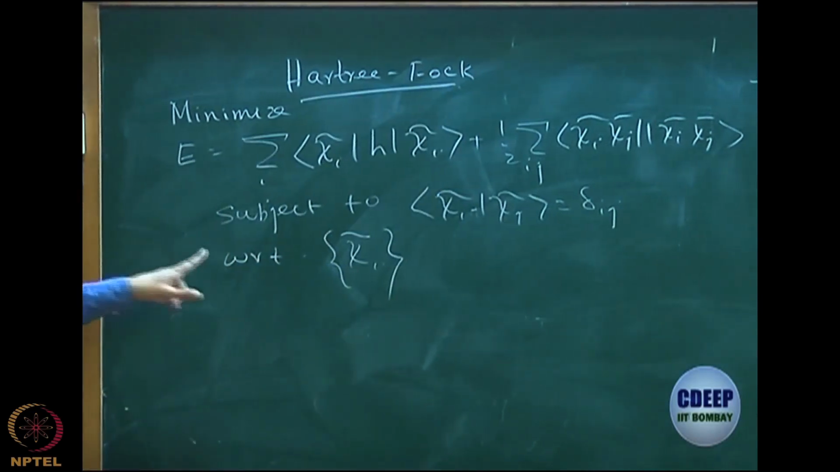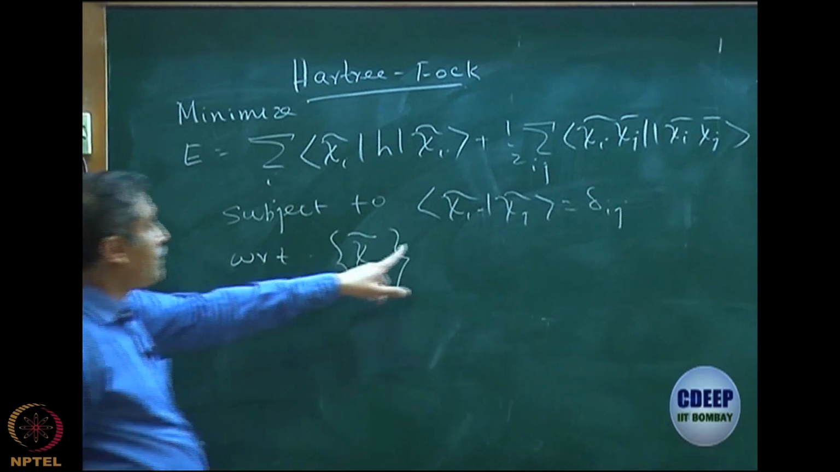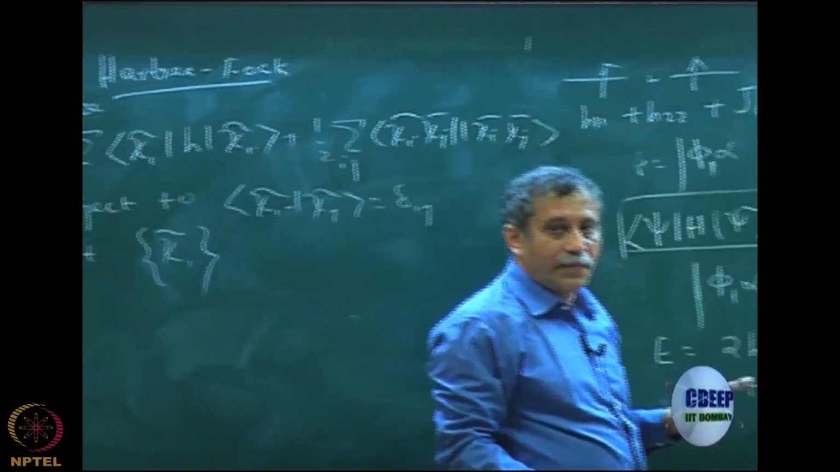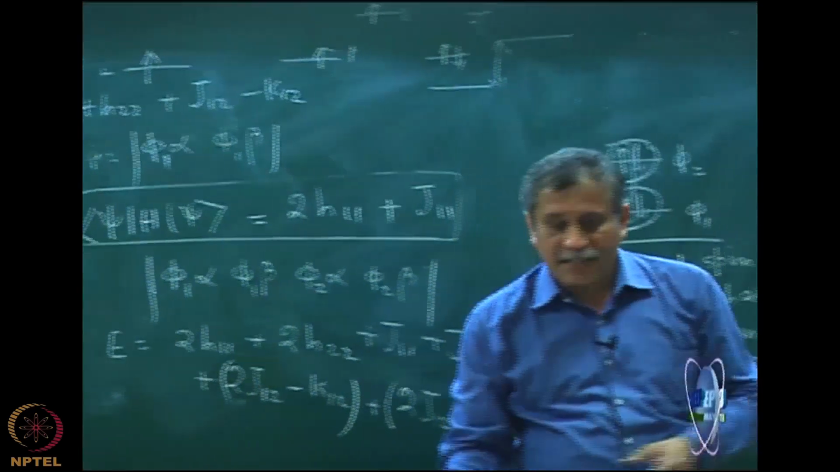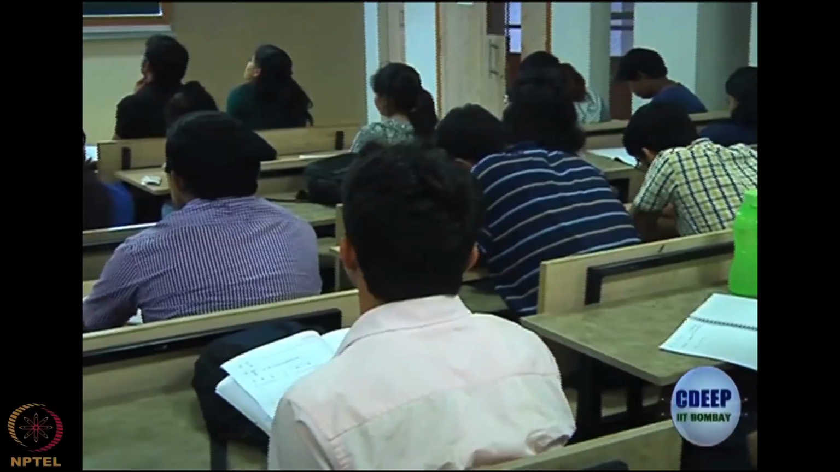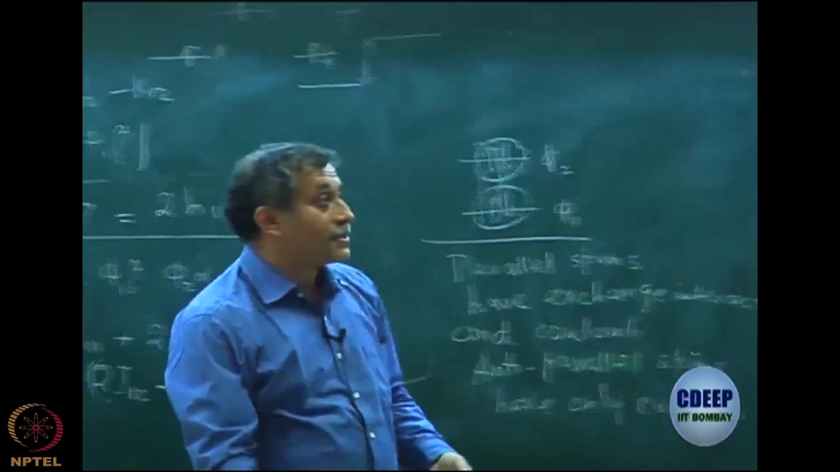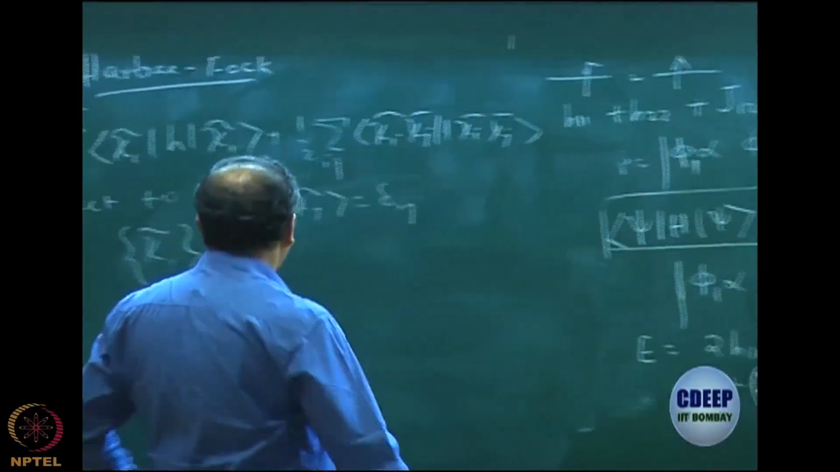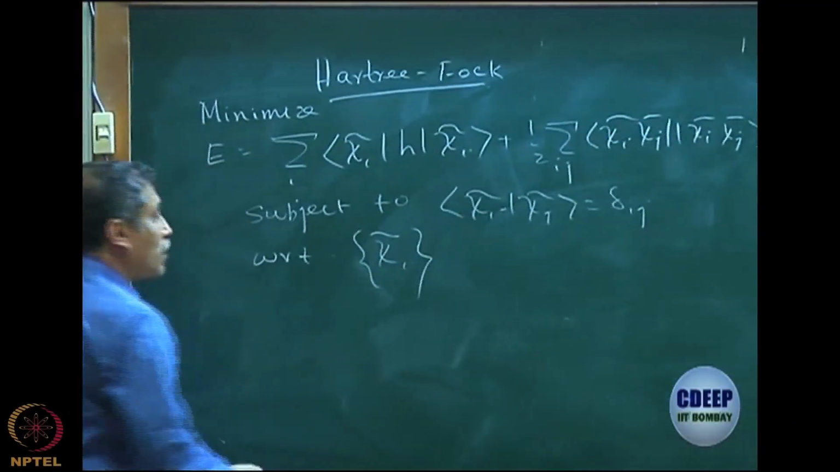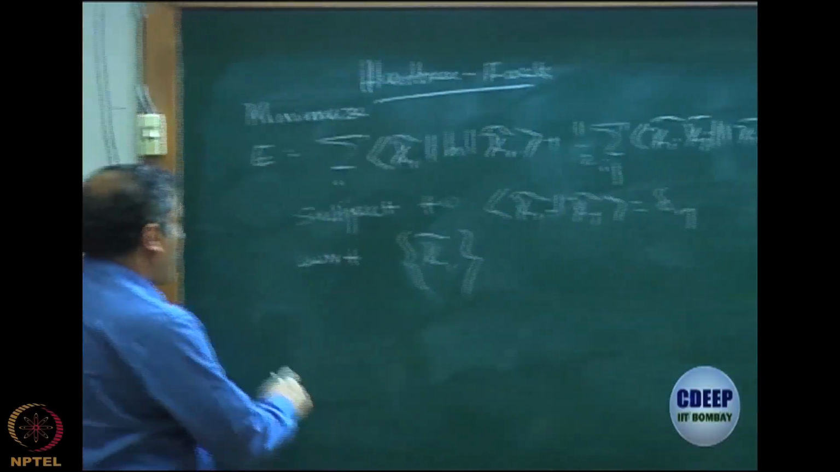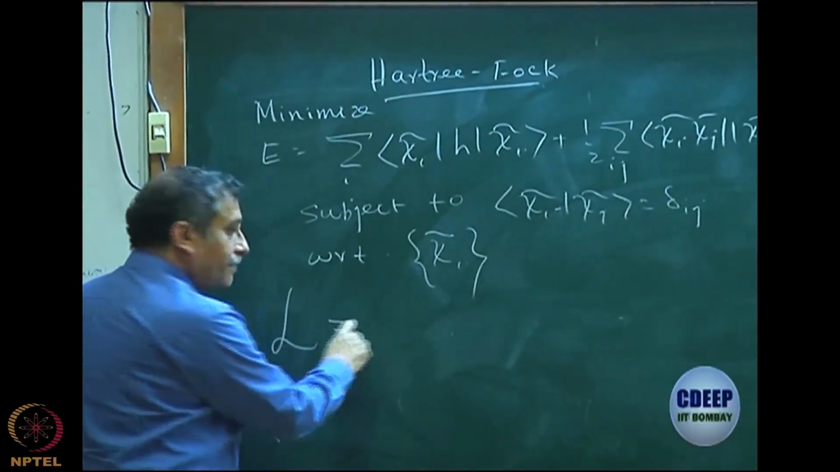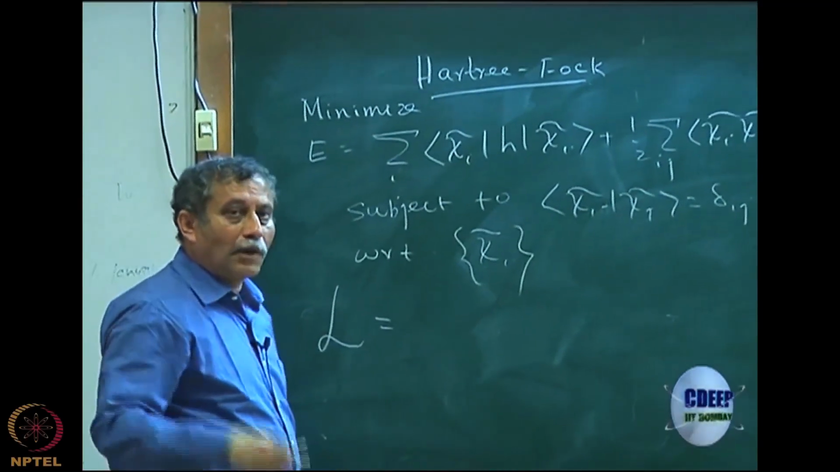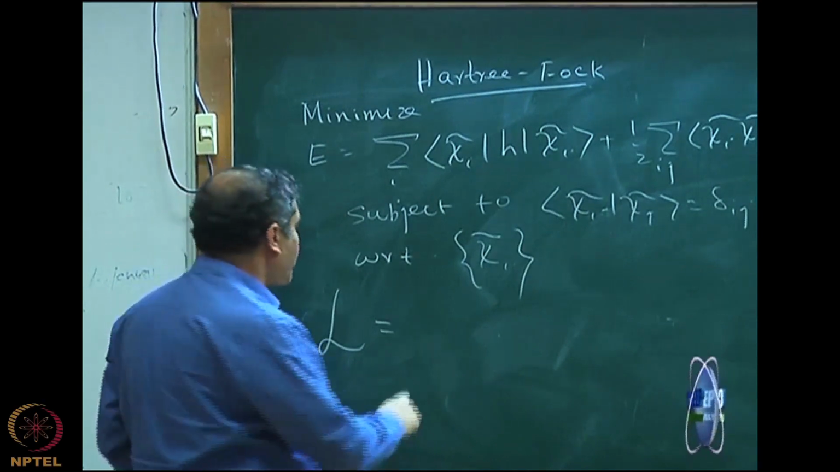So how do I do this? Remember, it's a conditional variation because I have chi I tilde, chi j tilde minus delta I j equal to 0. So it is a conditional thing. So how do I do a conditional variation? I construct a Lagrangian, right? I hope all of you know this. It's a variation subject to this.